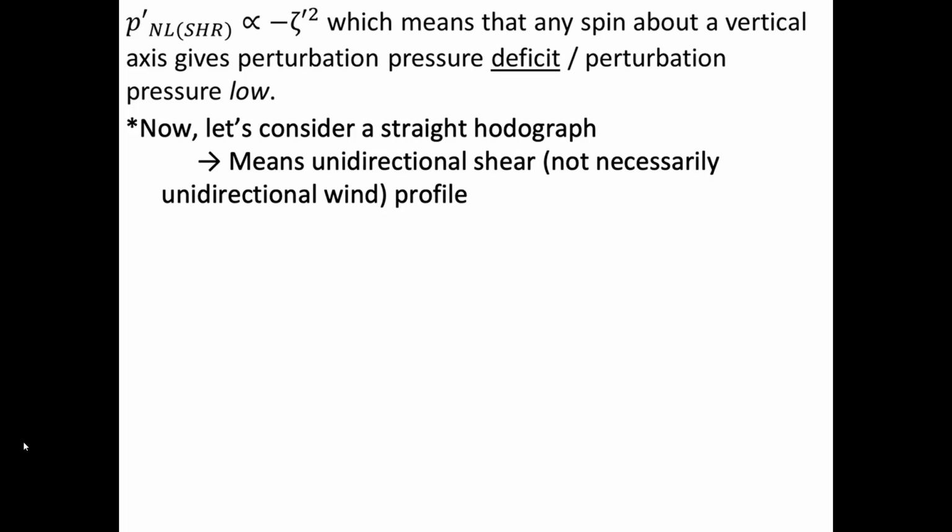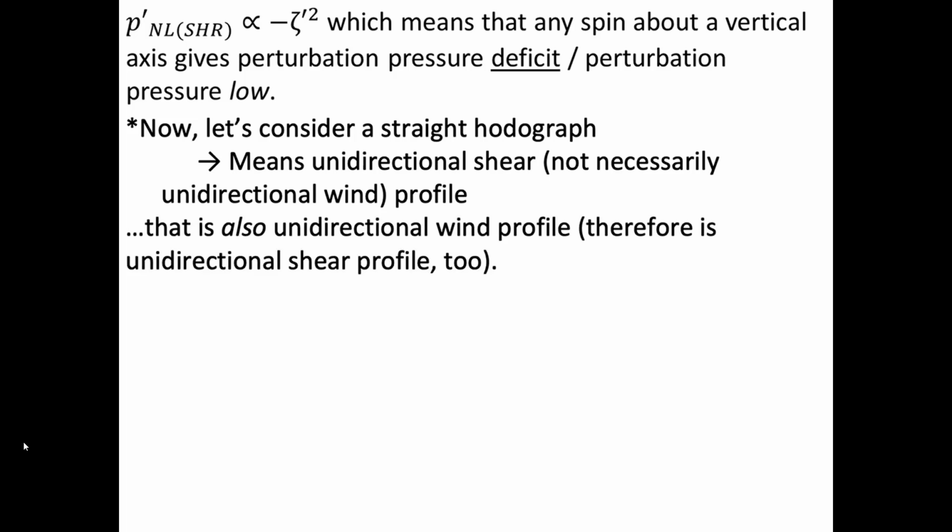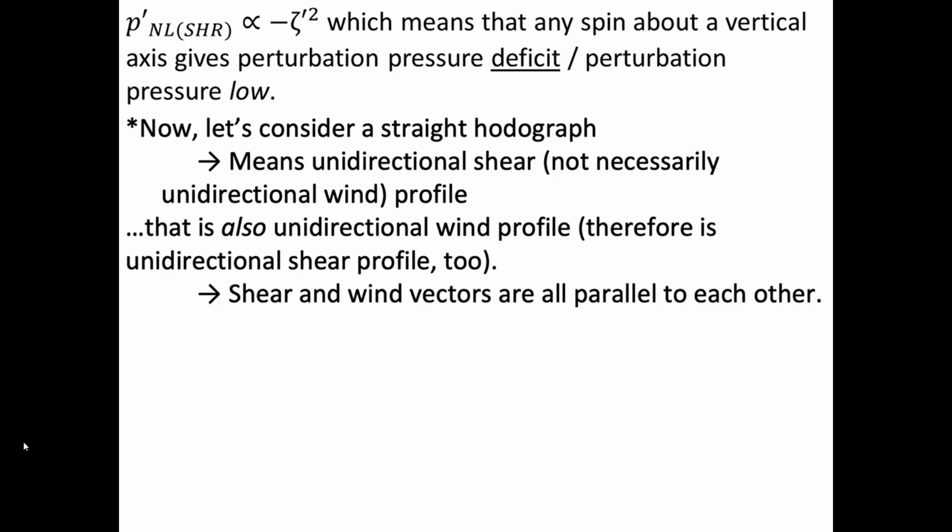Because with a straight hodograph, every single tangent is going to be parallel to one another on that hodograph. Now we're going to layer on not only a straight hodograph, but make it even stricter by also saying unidirectional wind profile. So now we're going to have both a unidirectional wind profile and a unidirectional shear profile, a stricter case of a straight hodograph. So the shear and wind vectors are all parallel to each other.